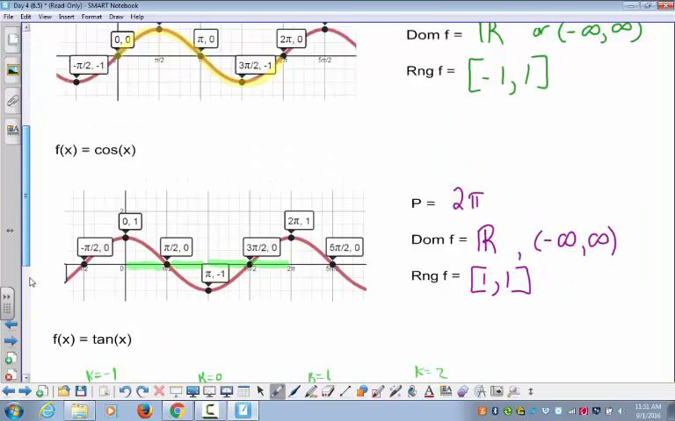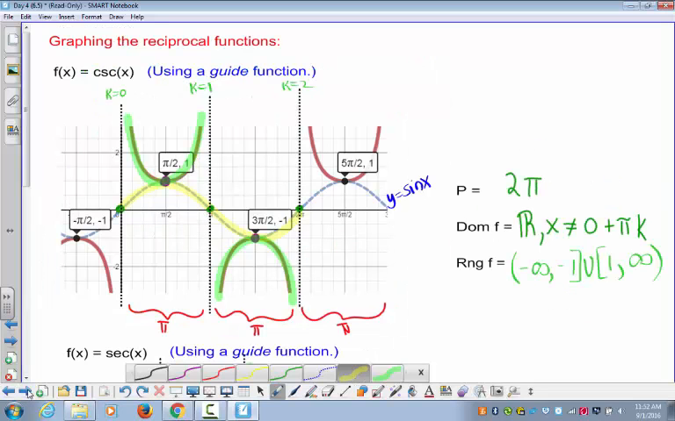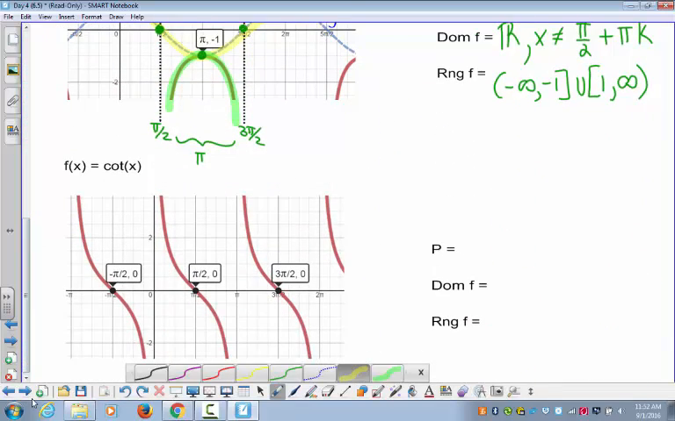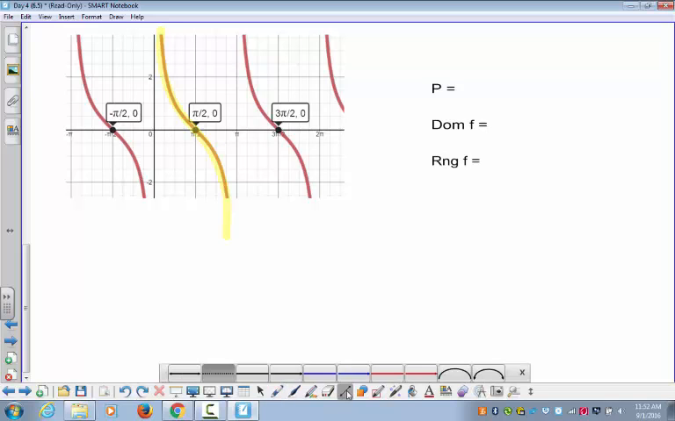Tangent went from, I didn't actually highlight the first period. Let me highlight that first period of tangent. Tangent's first period goes minus pi over 2 to pi over 2. But cotangent's first period goes from 0 to pi. So for cotangent, it's right there. That's the first period of cotangent. 0 to pi. Not negative pi over 2 to pi over 2. So it's got a shift. There's a shift.